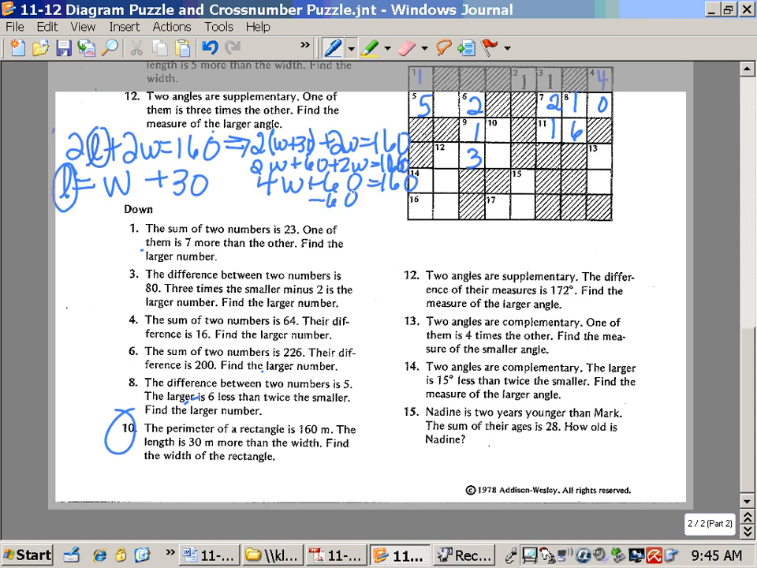Move the 60 over. So 4W equals 100. Well, isn't that nice? W is 25. Now I have to find the width. Oh, it is the width. Isn't W the width? So the answer is 25.